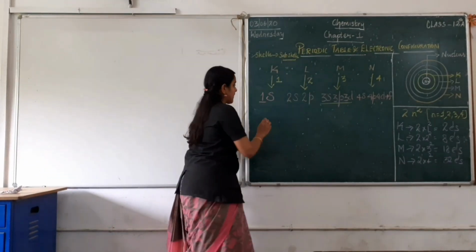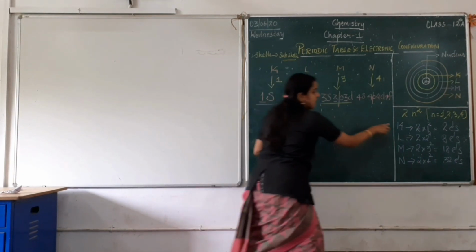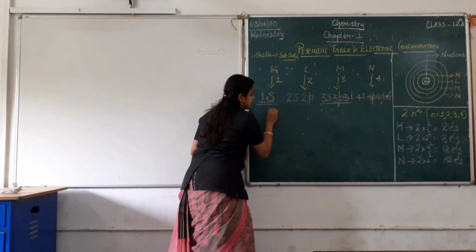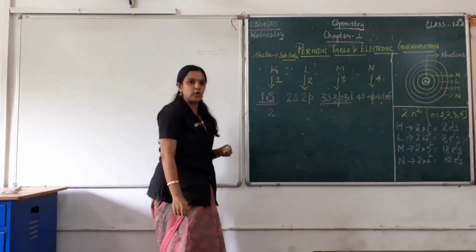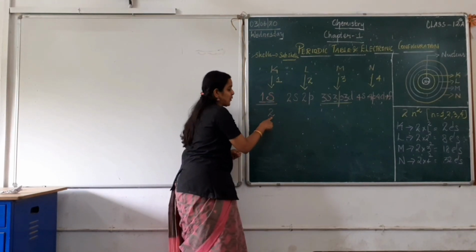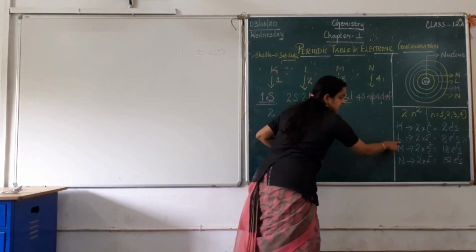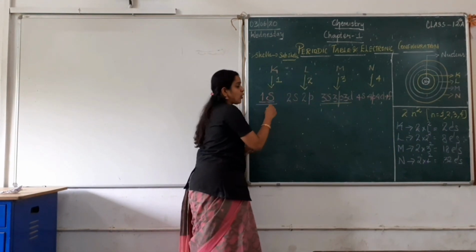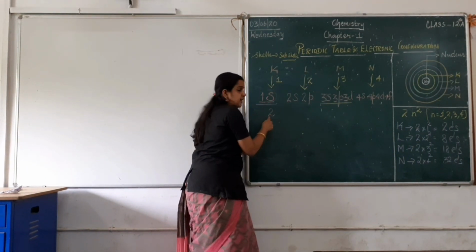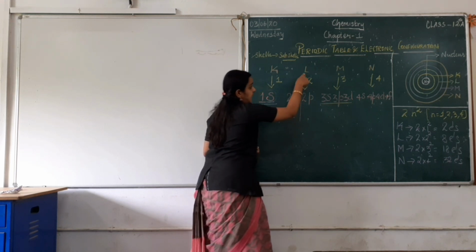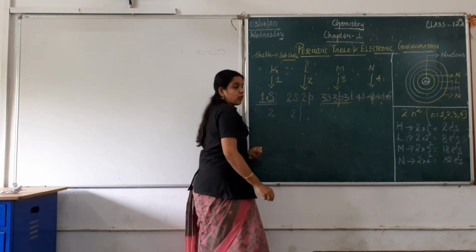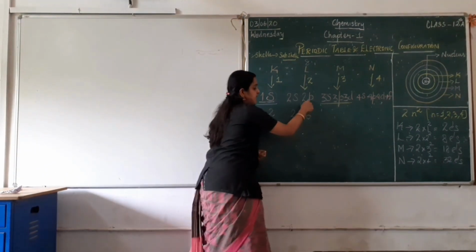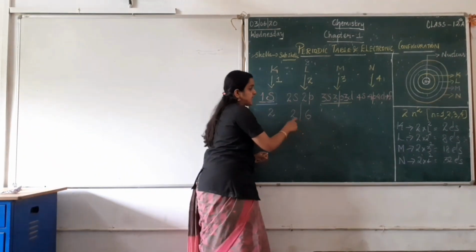Now let us see. I said K shell will have 2 electrons. So I say my S subshell can take only 2 electrons. S subshell can take only 2 electrons. Now if you see here, L shell has 8 electrons. Now as we already know, S can take only 2 and L shell can take maximum 8 electrons. So 8 minus 2 will be 6. So my P subshell can take maximum 6 electrons.